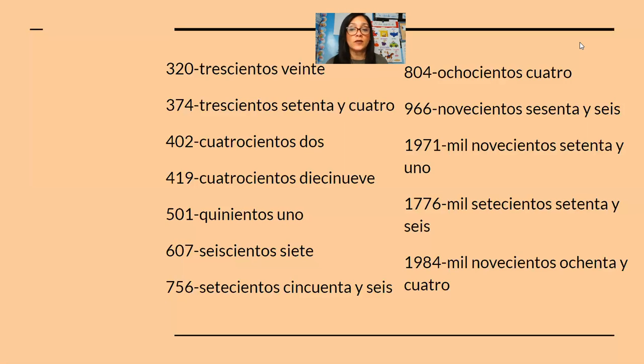1984. So for the numbers part, the takeaway is numbers 16 to 29 are connected in one word with an I in between the two numbers. Numbers 31 to 99 have a Y connecting. So 31, 45. And then, of course, when you get past 100, it's 100, 200, 300, 400.